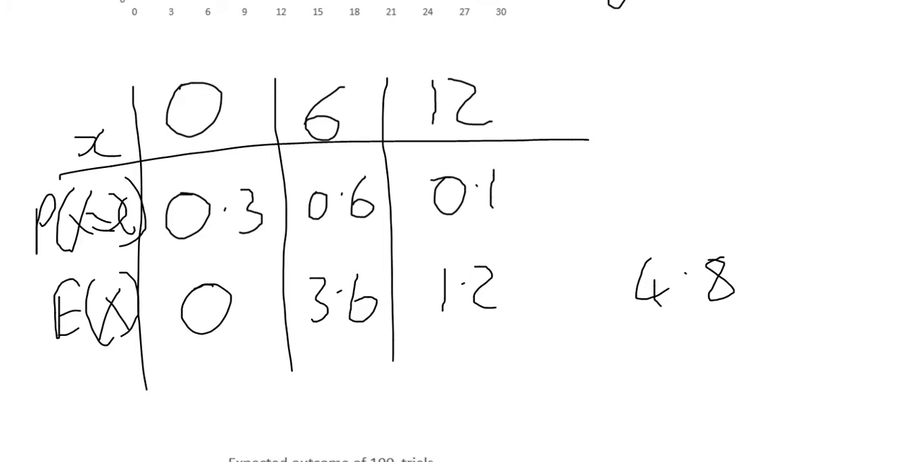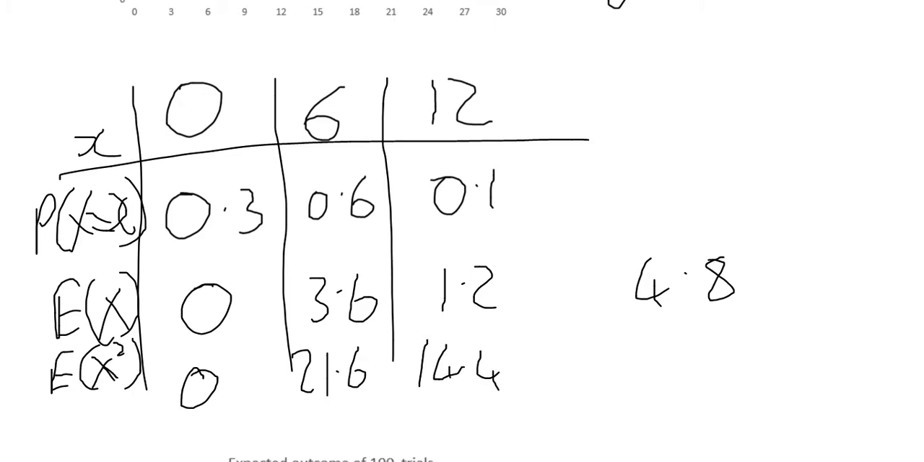And then underneath here, we're going to look at our E of x squared. There's actually a shortcut to finding E of x squared, which is to multiply x squared by the probability. So 6 times 3.6 is 21.6, and 12 times 1.2 is 14.4. So we add them up together, we've got 36.